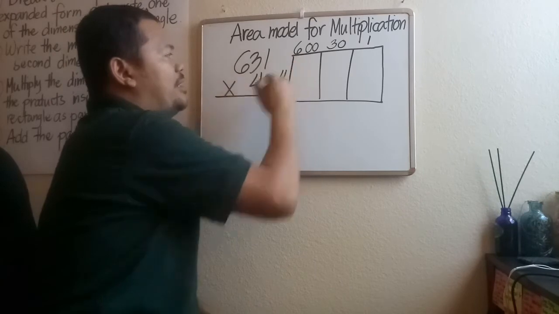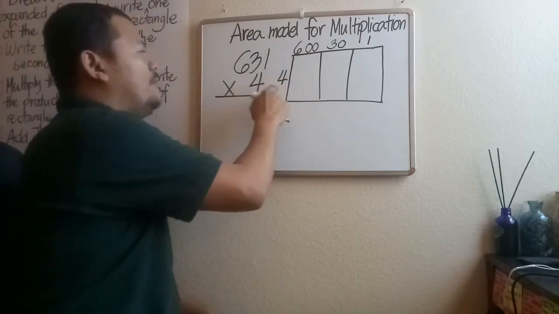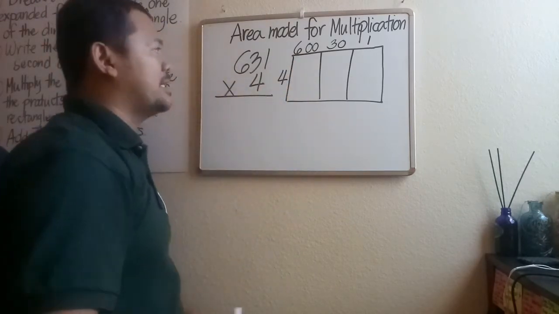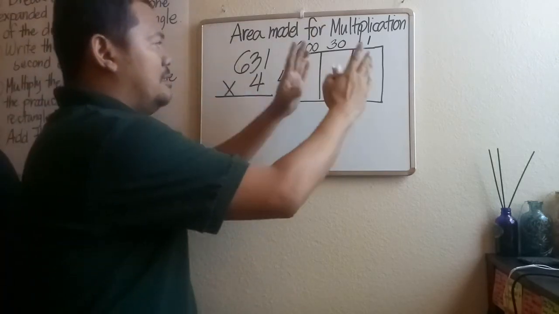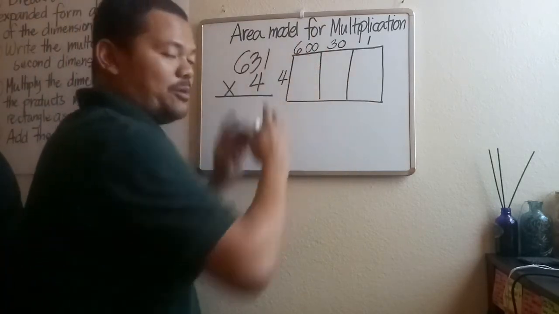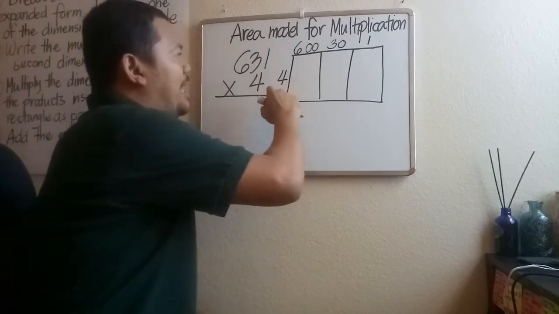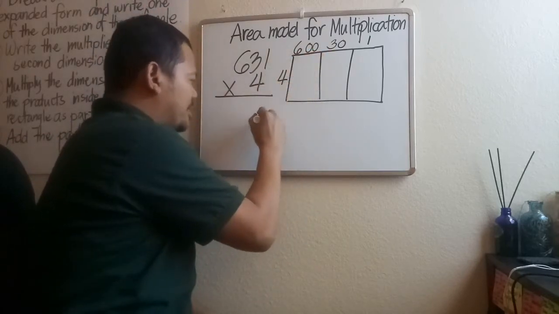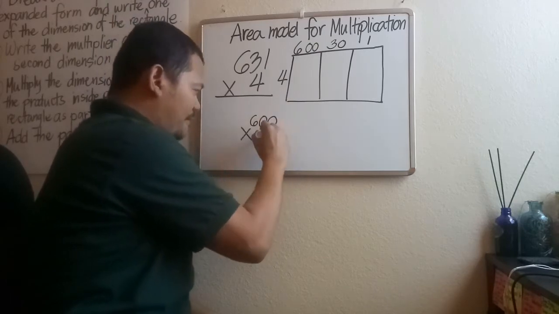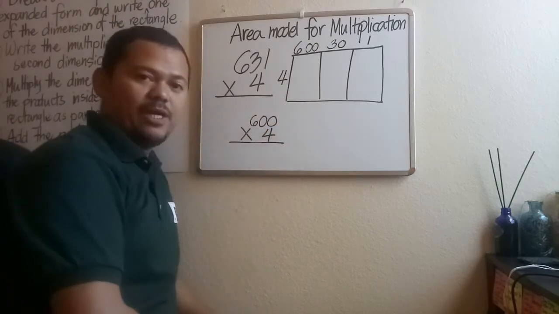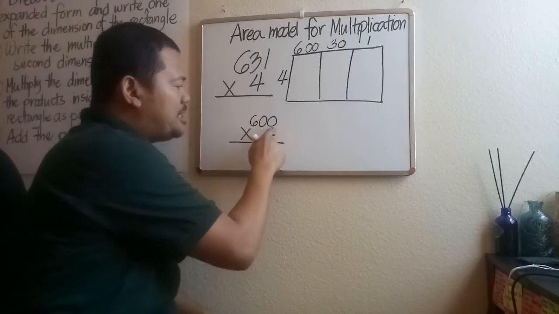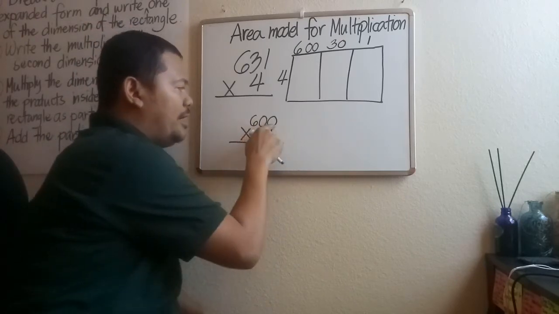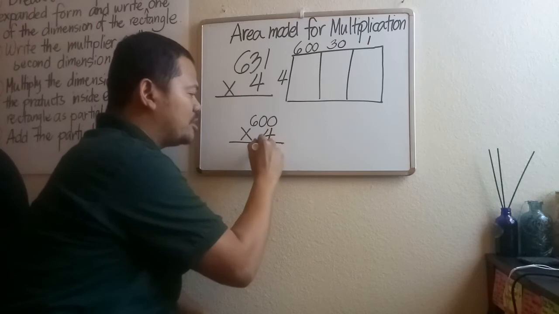Let's write it here as 4. Okay? Next, we can now multiply them individually according to their place value. So let's start by 600 times 4. So right here, 600 times 4. How many zeros do we have here? 1, 2. Right here, 2 zeros.